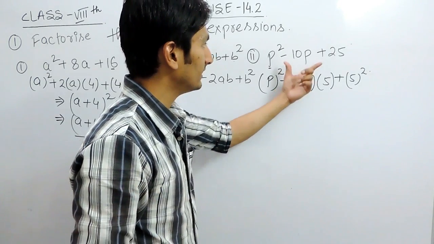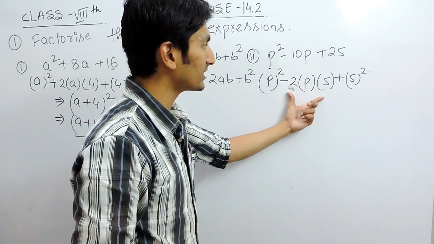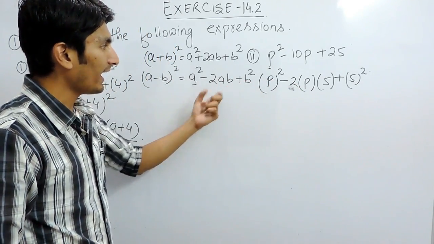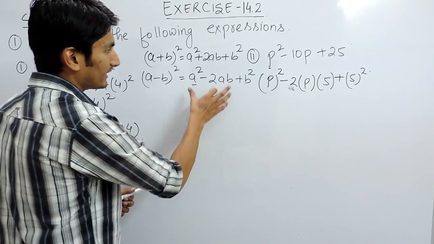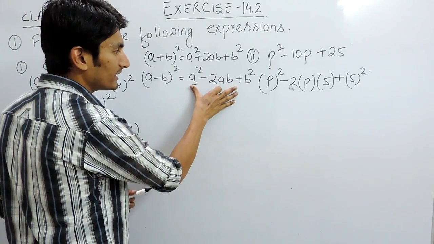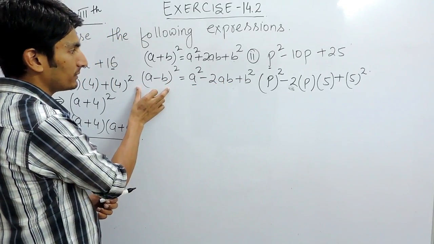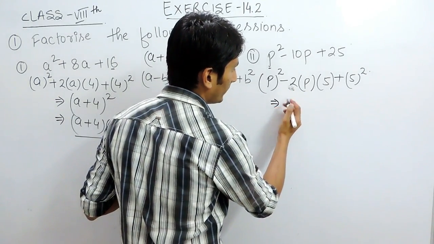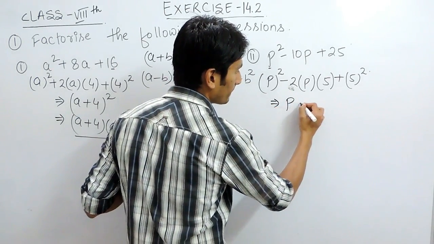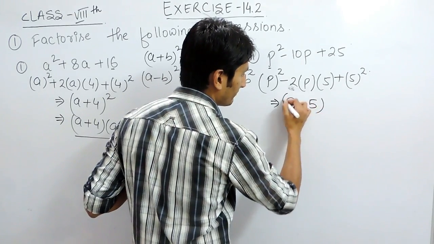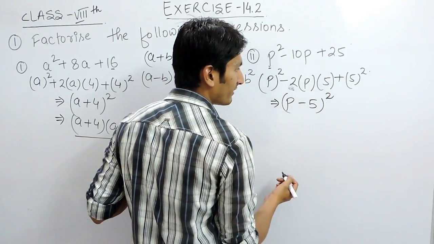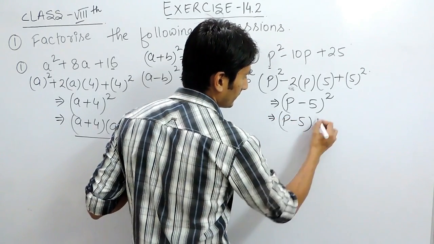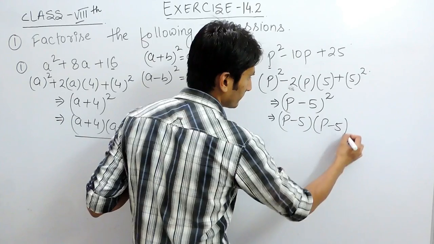So I have converted this expression into this expression, and this is equal to this, and we know by the formula that a square plus b square minus 2ab is equal to a minus b whole square. So this should be equal to a minus b whole square. Here our a is p and our b is 5. So that should be equal to p minus 5 whole square, and this can be written as p minus 5 multiplied with p minus 5.